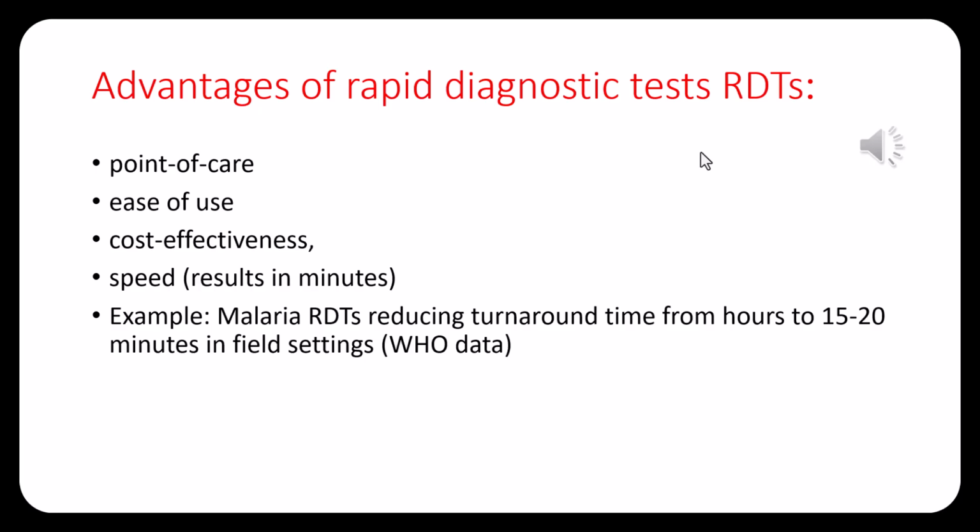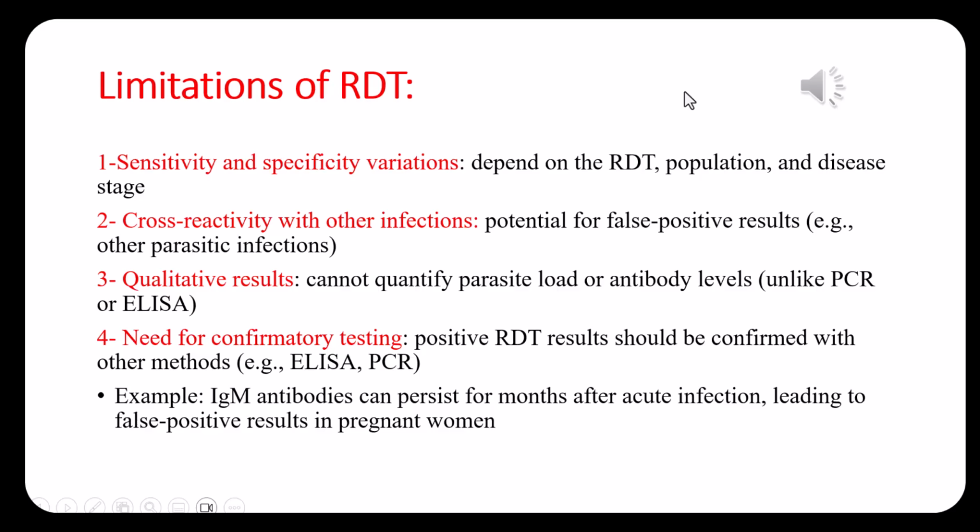Here we have the example of malaria. It reduces the turnaround time to 15 to 20 minutes in the field setting, according to WHO data. Here, as you know, we have advantages and disadvantages. Here we have the limitations of this test. Limitation means disadvantage.